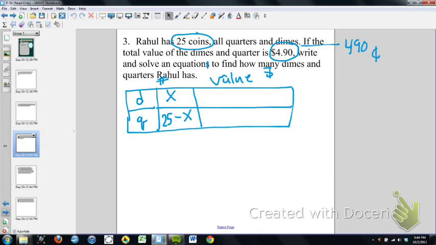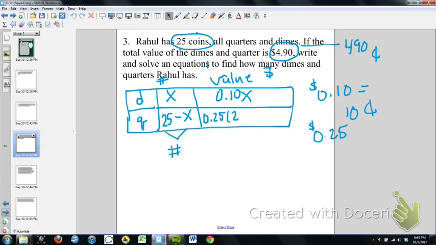Now I'm going to use dollars, so the value of the dimes: however many dimes you have, you multiply it by 0.10 or 0.1, because that's 10 cents. $0.1 is the same as 10 cents. Now the quarter one is a little trickier because quarters are $0.25. This expression represents the number of quarters, so to find the value of the quarters, you do 0.25 times 25 minus X, because 25 minus X was the number of quarters.